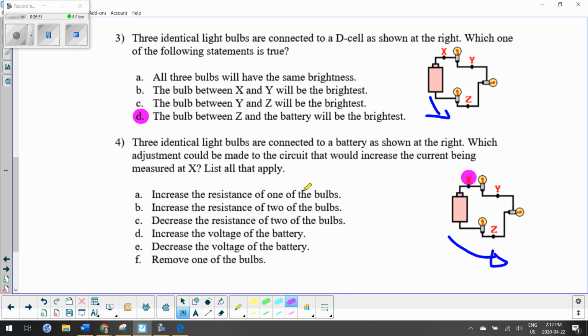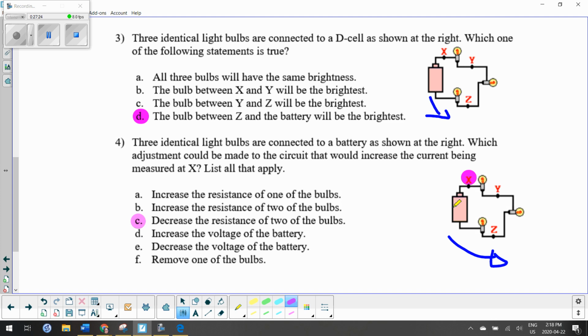So, increase the resistance of one of the bulbs. If you increase the resistance of this bulb, or this bulb, increasing resistance will slow down electricity, so that does not make sense. Increasing the resistance of 2 of the bulbs will make it even worse. Decrease the resistance of 2 bulbs. If I decrease the resistance here and here, this one should get brighter, which means you should get more electricity there, or current. So that is true.